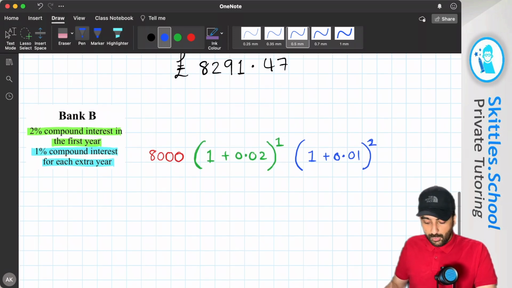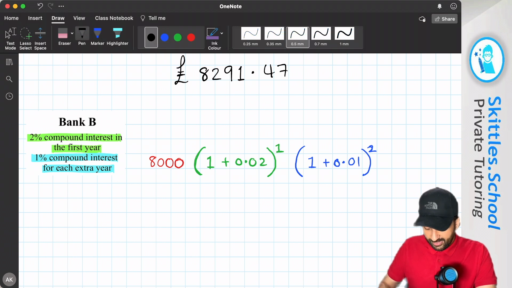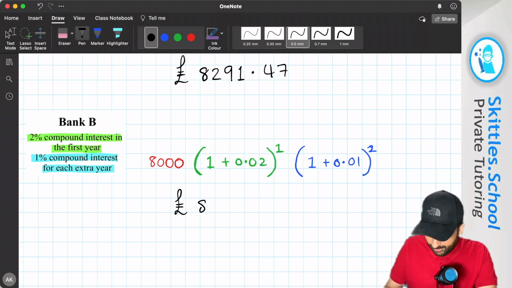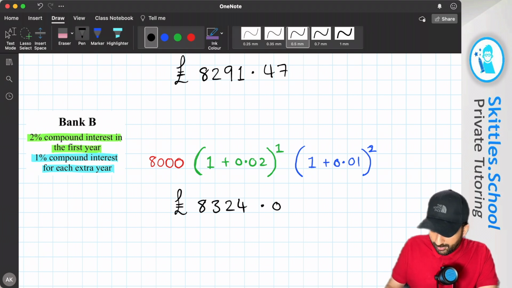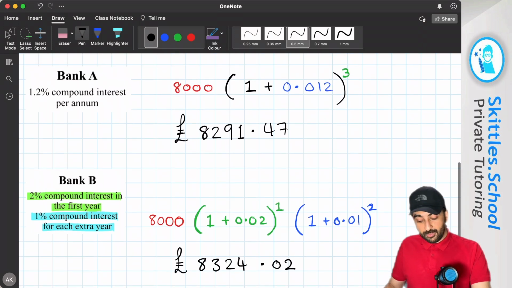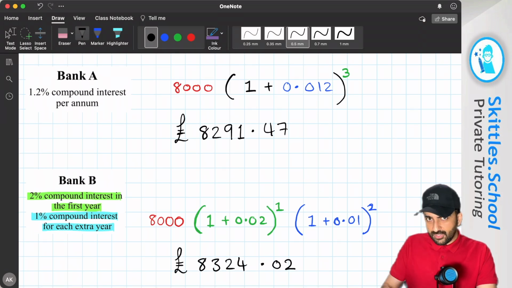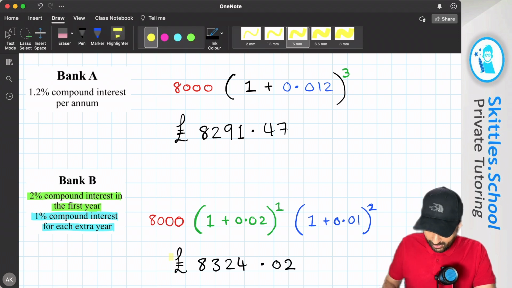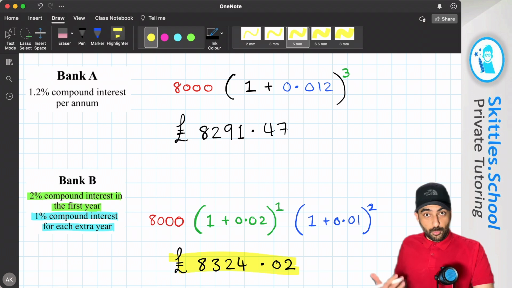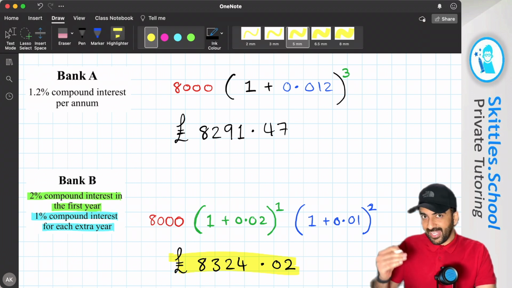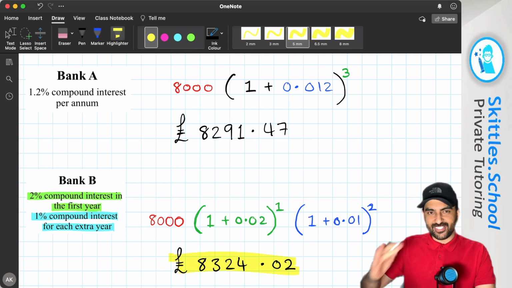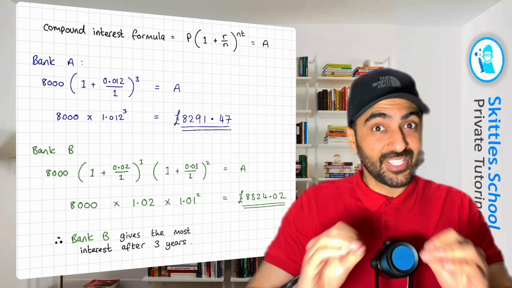T is 2. So now if we plug all that information into our calculator, it will give us the value of the investment at the end of 3 years in Bank B. And that should work out to £8,324.02. And now we have to compare the two banks. Which bank gives him more money at the end of 3 years? Quite clearly, it is Bank B. So Matt wants to invest his money in Bank B. And that's the answer. And that is all it takes.